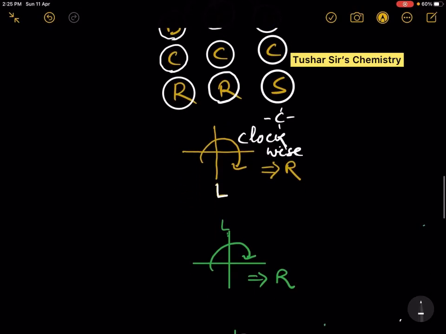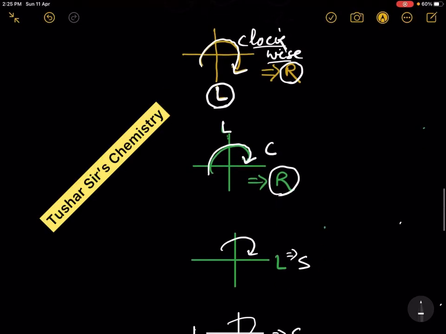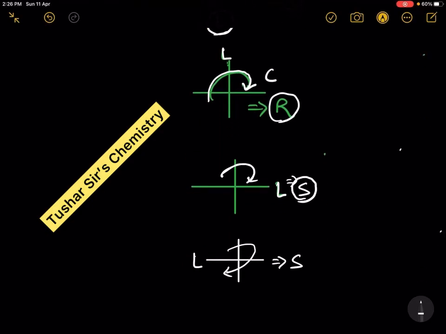If it is in clockwise direction and L is at the bottom, then it should have R configuration. If L is at the top and the rotation of priority groups is in clockwise direction, then it should have R configuration. If L is in the horizontal line and the rotation of priority groups is in clockwise direction, then it should have S configuration.